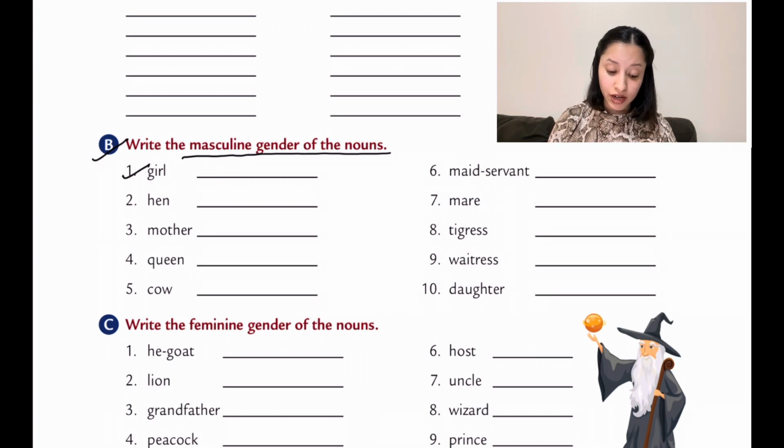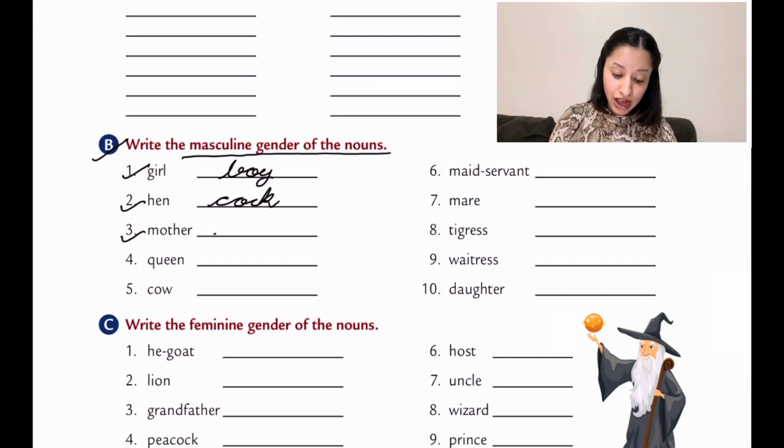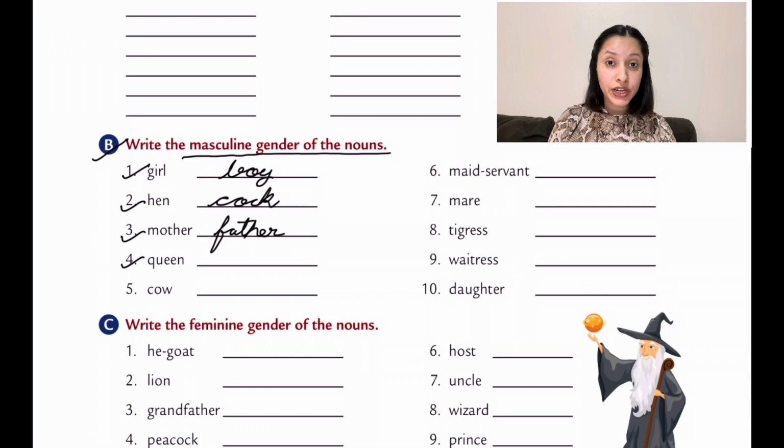See the first one. What is it? Girl. What is the masculine gender of girl? It is boy. So you will write boy. See the second one. Hen. What is the masculine gender of hen? It is cock. So you will write cock. See the third one. Mother. What is the masculine gender of mother? It is father. So you will write father. Now queen. What is the masculine of queen? It is king.